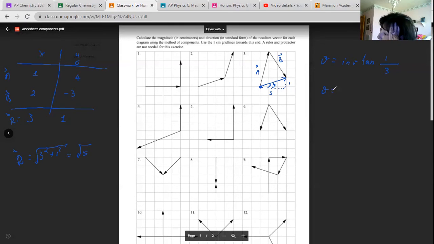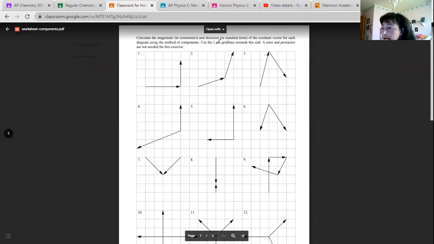So 18 degrees. Okay? Then how about number 4? So number 4, let's say that we call this one A, this one B, and let's start. So this one has to be the origin, right? So let's start from B.